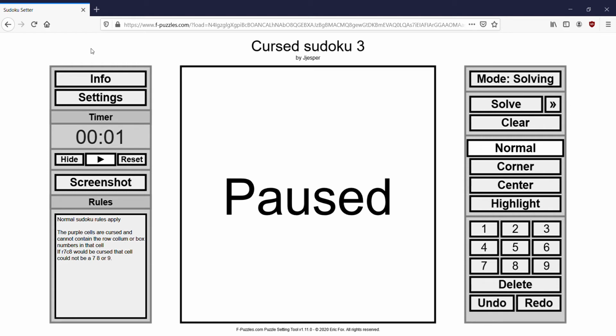I've been, since lockdown started, indulging myself in some hard Sudoku puzzles, and I thought it might be fun if I just recorded one, and if anyone's interested you can play along and watch the solve. So my Sudoku here is called a cursed Sudoku.